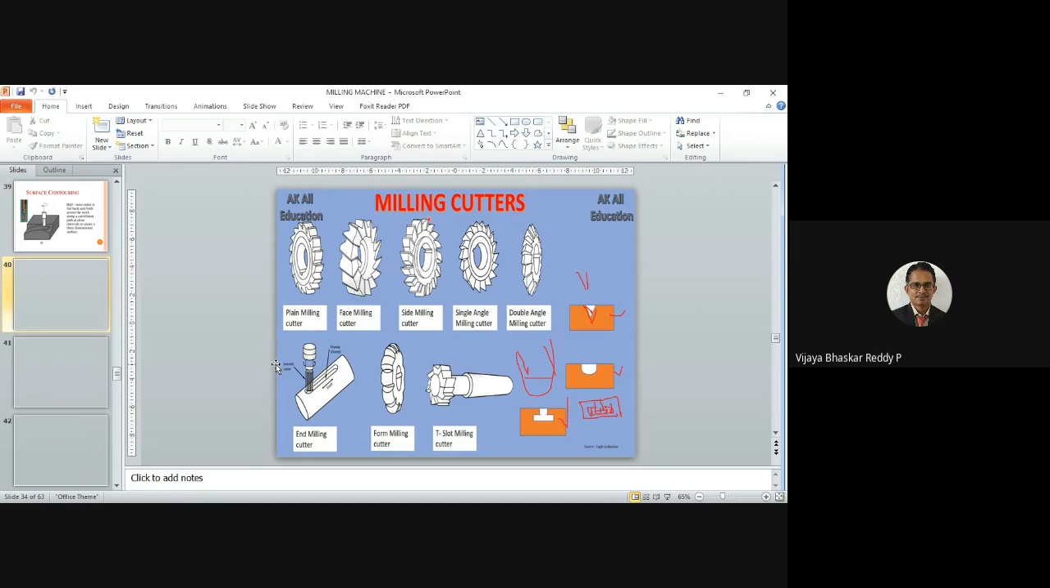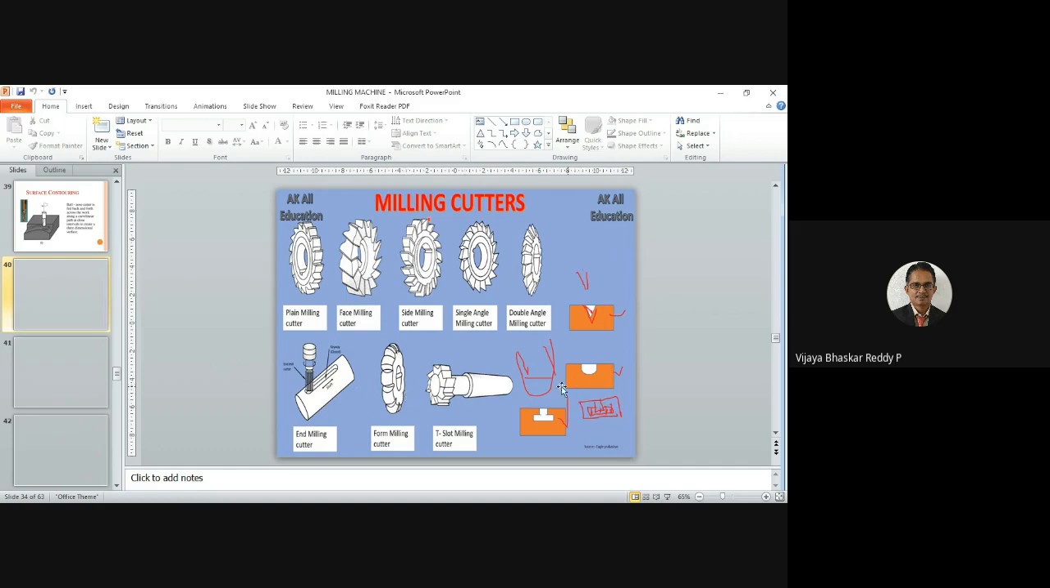Okay, and the milling cutters are also classified based on the requirement. The first one is called a plain milling cutter, and the second one is the face milling cutter, which is fixed on the vertical milling machine. Side milling cutters are fixed on the horizontal milling machine. Then single angle and double angle cutters are used when you want to create half V and full V notches. And there are special form tools and pocket tools that we can use.